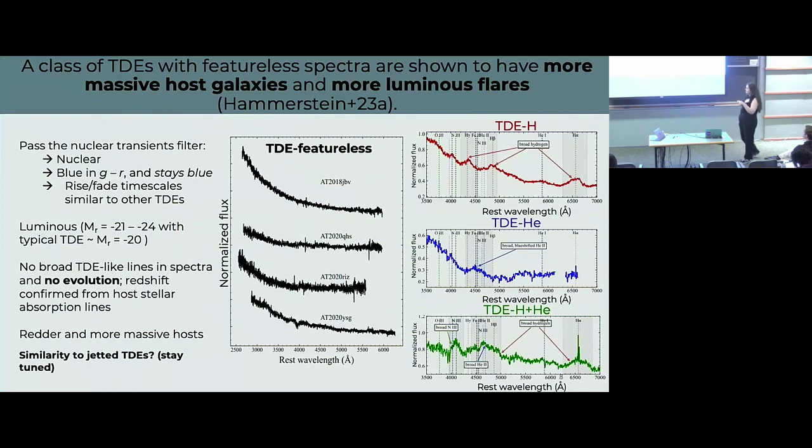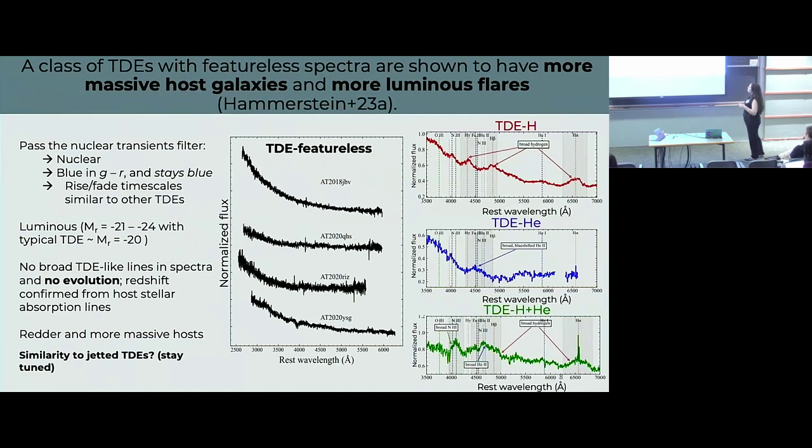So they were nuclear, of course. They had blue colors, and they stayed blue. There was very little cooling in their light curves. And then they also had very similar rise and fade timescales to these other TDEs that showed broad lines in their spectra. The difference, though, is one, they were more luminous, and two, they had pretty much zero broad lines that we could see in the optical spectra.